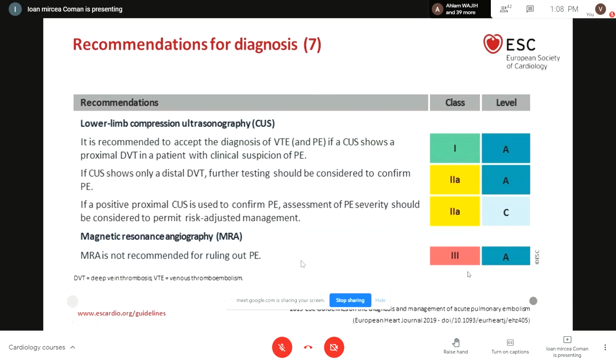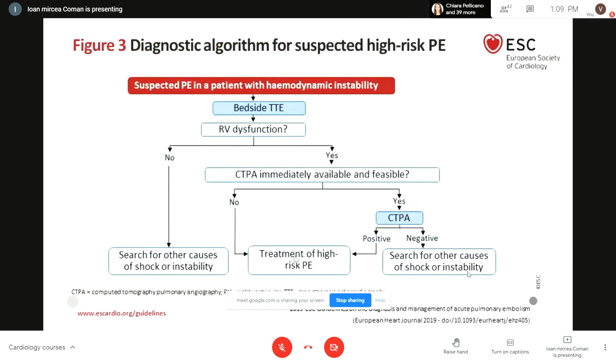Magnetic resonance imaging, which is very important for other cardiovascular pathologies, is actually not useful in acute pulmonary embolism. It can be used in chronic conditions, but here it has no place because it is not superior to CT. It means more time, it's less available, and so it's not really useful.